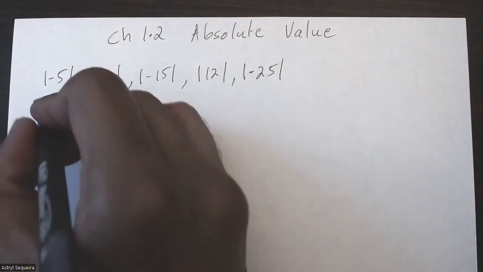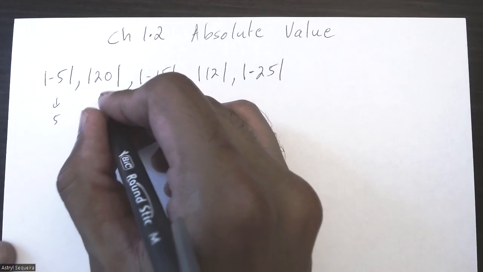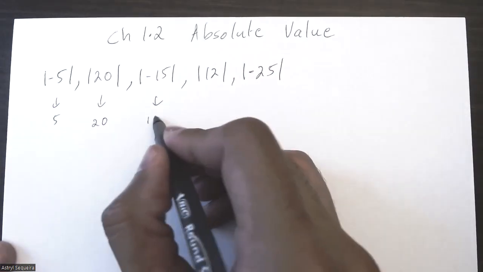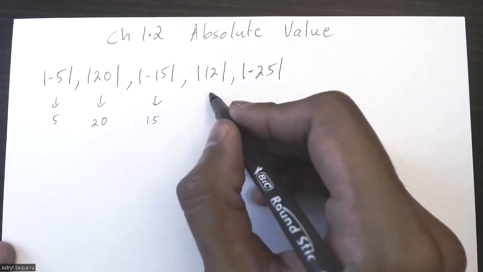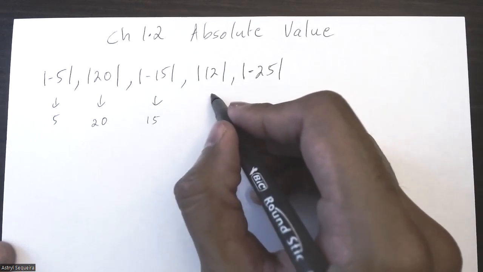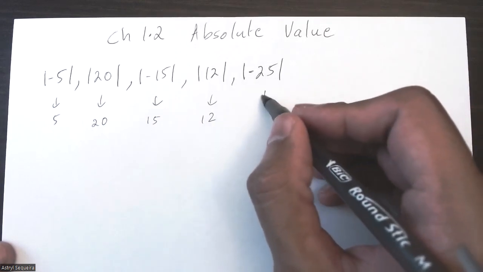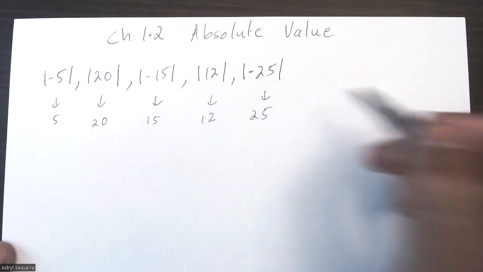The absolute of -5 is just 5. The absolute of 20 is just 20. The absolute of -15 is just 15. The absolute of 12 is 12. And the absolute of -25 is just 25.